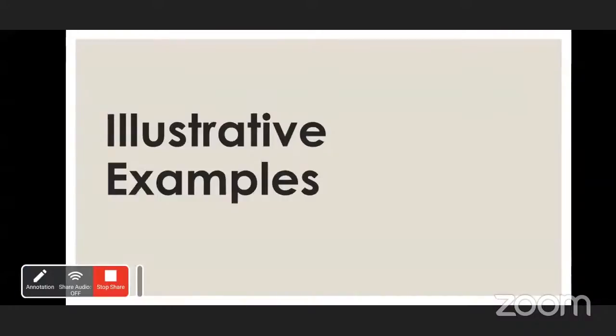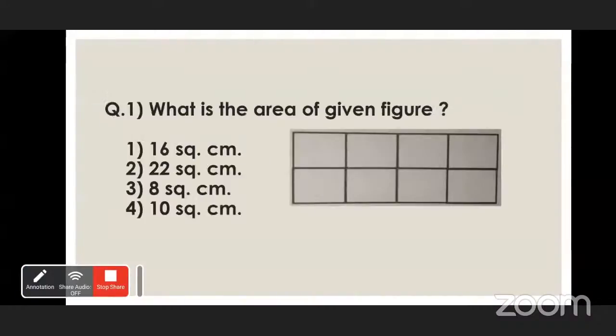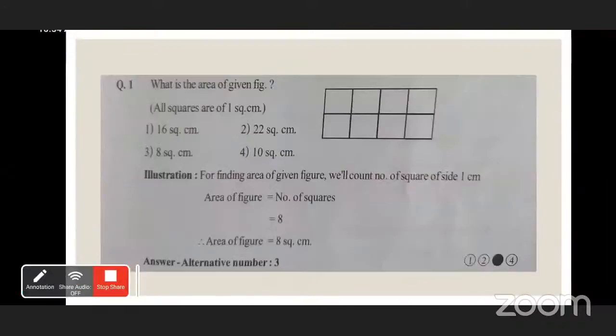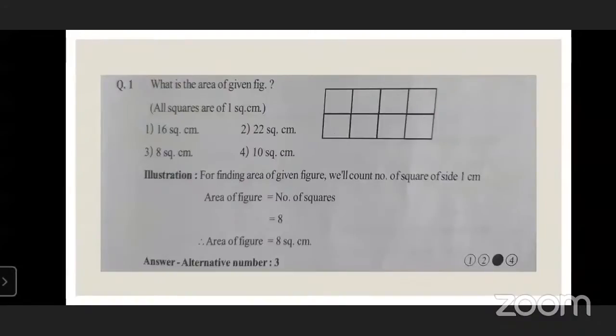Now we will see some examples. What is the area of the given figure? Sir, it is 8 square centimeter. Yes, very good. Easily you have to count the squares: 1, 2, 3, 4, 5, 6, 7, 8. See here, the illustration is given. For finding the area of the given figure, we count the number of squares of side 1 centimeter. So 8 square centimeter is very correct.